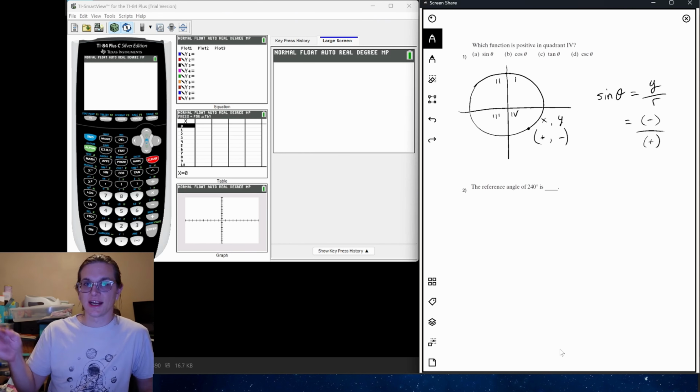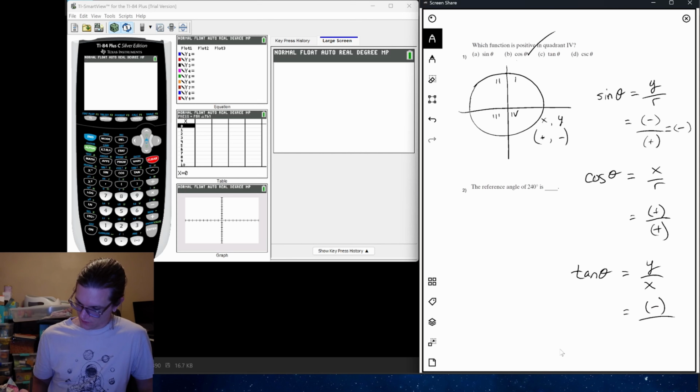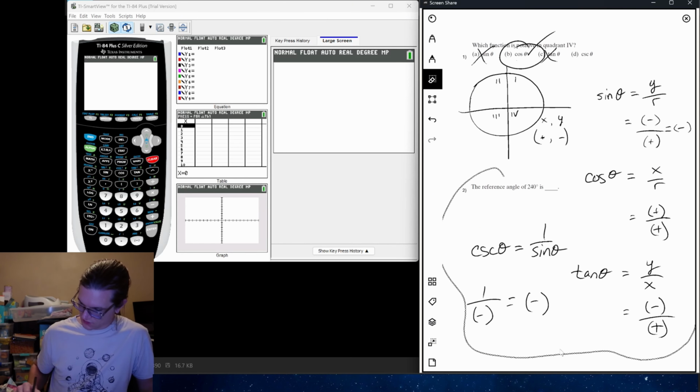So, logicking our way through this, sine is going to yield a minus over a plus, which is going to result in a minus. Cosine is going to be x over r, also known as a plus over a plus, which is positive. So we'll take cosine. Tangent is going to give us y over x, which is negative over positive. So no tangent. And then cosecant, as we know, is 1 over sine of theta. And as we discovered, sine of theta results in a negative. So 1 over the negative is also going to be negative. So our answer is B. Cosine is the only one.